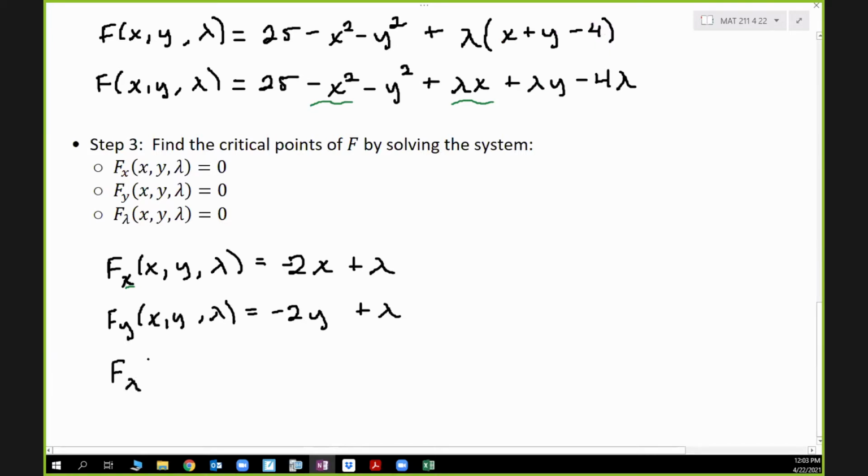So lastly, we need our partial derivative with respect to lambda. I assume it'll be x plus y minus 4. Exactly. So we would be looking at each of these terms with a lambda in them. And since lambda is just 1 for each of those, we're essentially taking the coefficient of lambda from each of those.